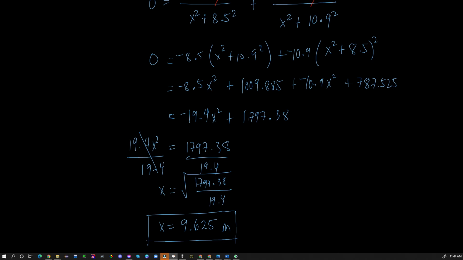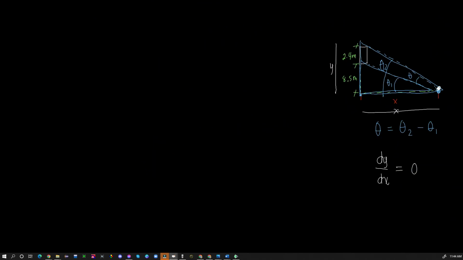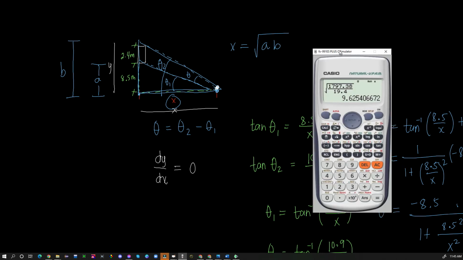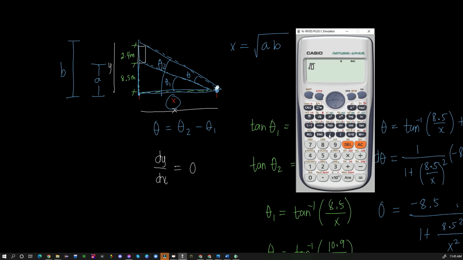To check, class, there is a shortcut. The shortcut is for you to check if your answer is correct. X is equal to the square root of AB, where A is the height from here and B is the height from there. So the square root of A, which is 8.5, times B, which is 10.9. Yes, so we are correct.